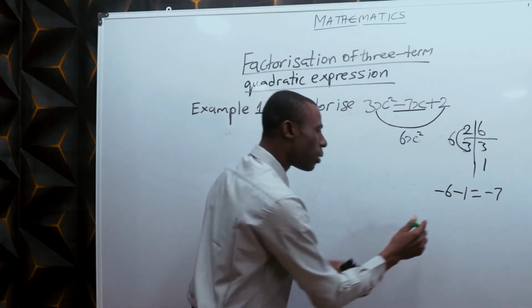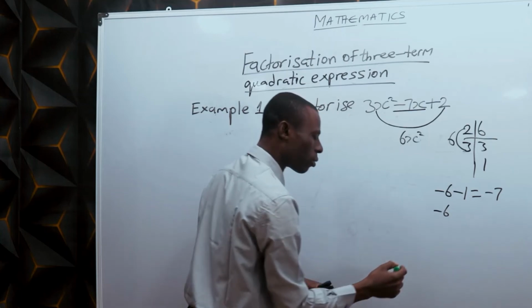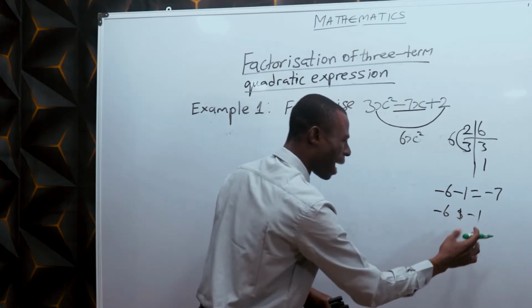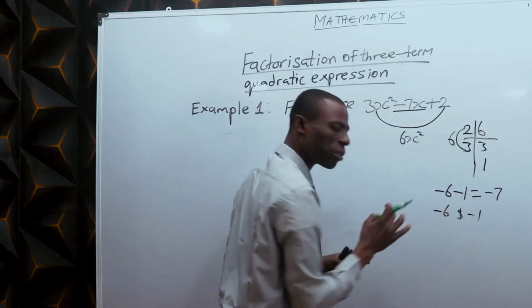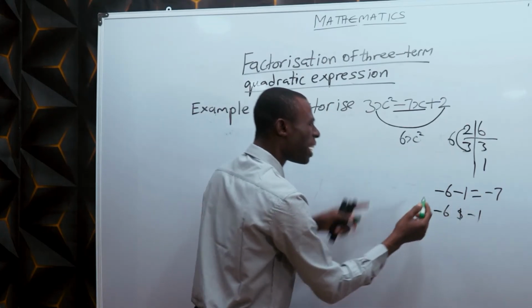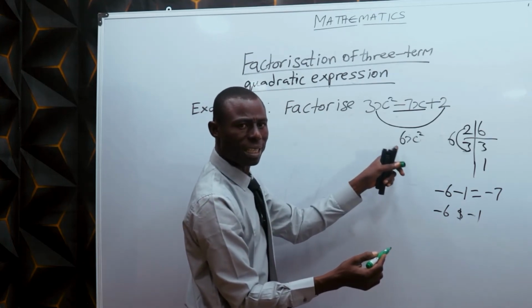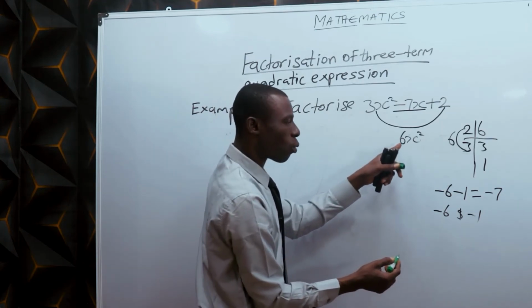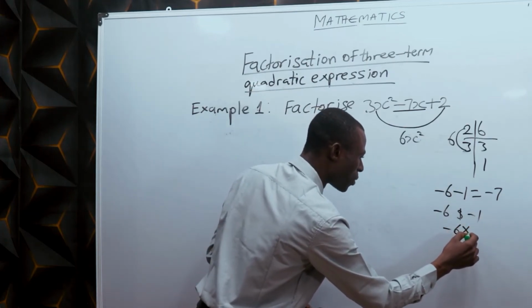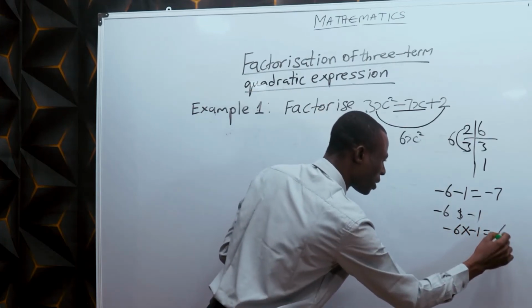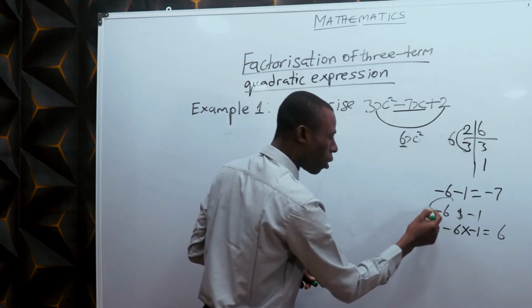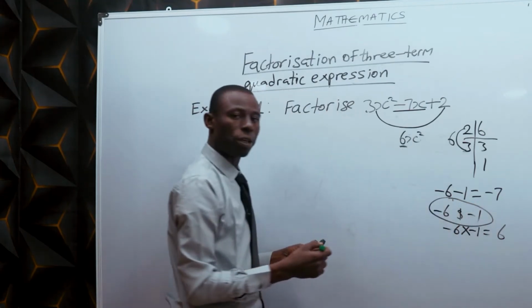That means we have a factor as minus 6 and another factor as minus 1. Addition of the 2 of them gives us minus 7. Let's see if the multiplication of the 2 of them will give us the coefficient of the product of the first and last term. Minus 6 times minus 1 gives us positive 6, which is this. Definitely these 2 factors are good factors that we can use.